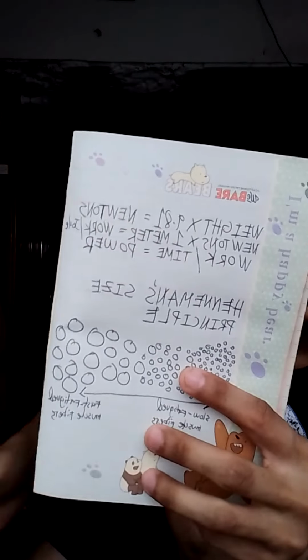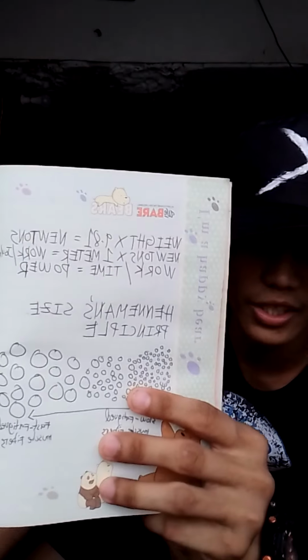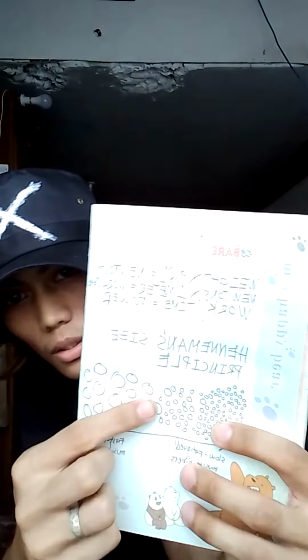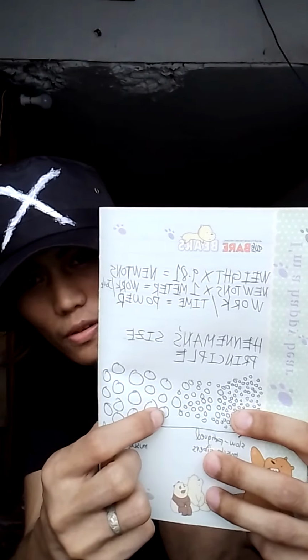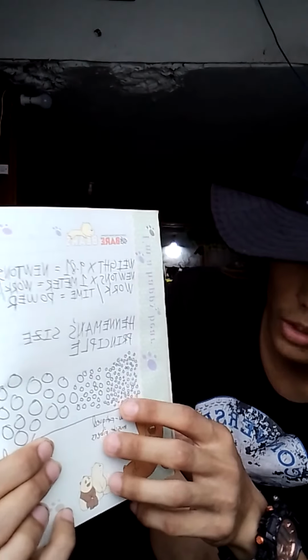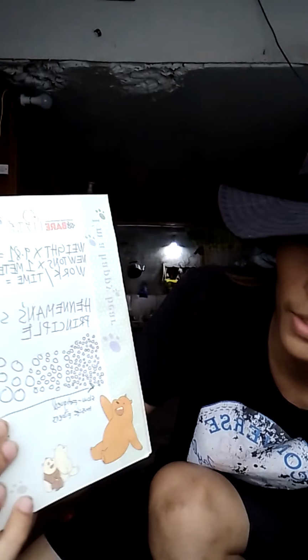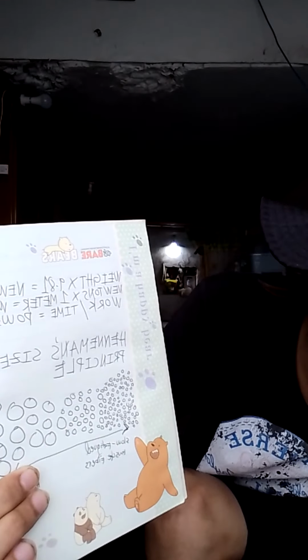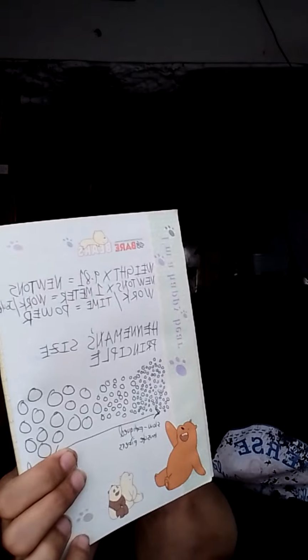Now we're gonna talk about the Henneman size principle. Here you can see the diagram. I just drew this. I'm good at drawing. This is the size principle. As you can see, the small diameter neurons, motor neurons. I'll explain that in another video.